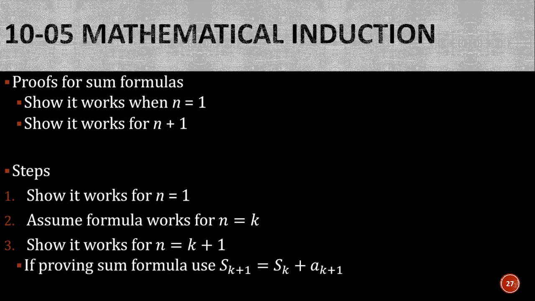If you're proving a sum formula, you'll want to use this, which is the sum of the terms through k plus 1 would equal the sum of the terms through k plus the k plus 1 term. So this is like adding the first 10 terms would equal adding the first 9 terms plus the 10th term would give you all 10 terms. So let's try this on our first example.